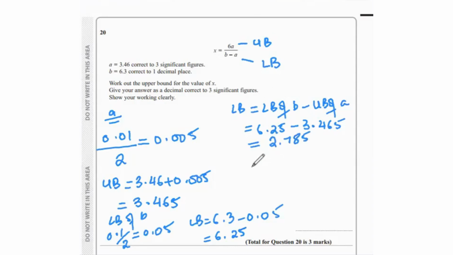2.785. So for X, the upper bound is going to be 6 times 3.465 divided by 2.785, which equals 7.46 correct to three significant figures. That's your answer.